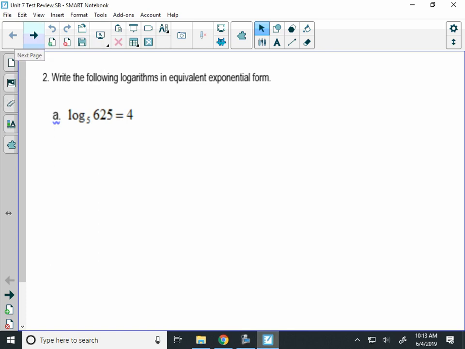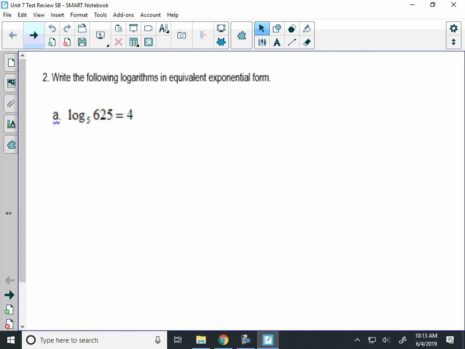of Unit 7, the test review. I'm going to start with number 2. If you have questions on any of the problems, I think I'm doing 9 of them, go ahead and ask your teacher for help or check the Canvas. So first it says just write this logarithm in exponential form.